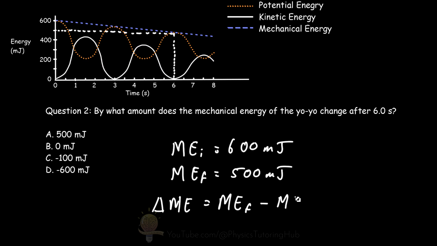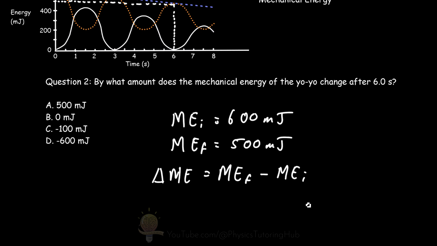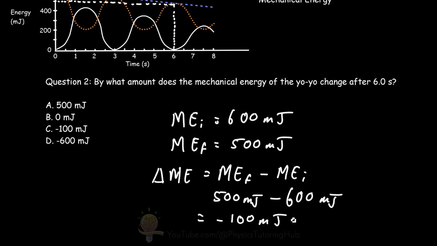Now the change in mechanical energy is equal to the final energy minus the initial mechanical energy. And this is equal to 500 millijoules minus 600 millijoules. And we get an answer of negative 100 millijoules. So our answer is C in this case.